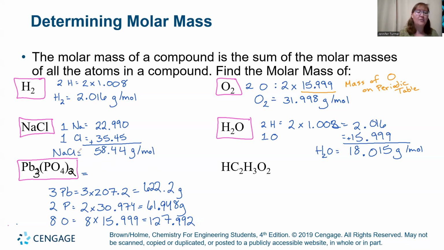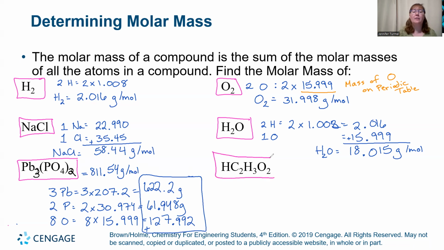of my lead 3 phosphate, when I add these all together, is going to be 811.54 grams per mole. Okay, so now let's take a look at our acetic acid over here.